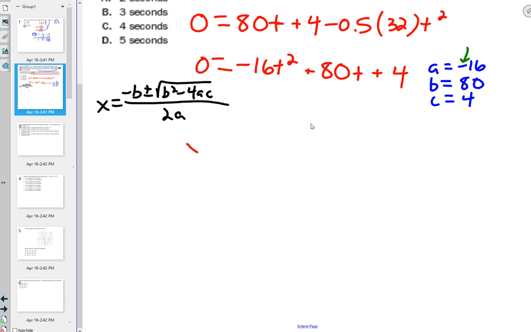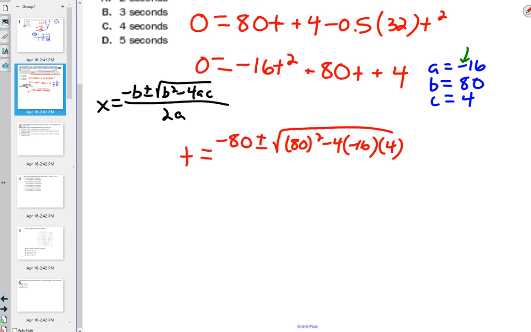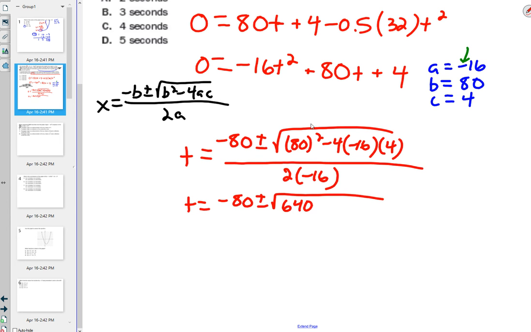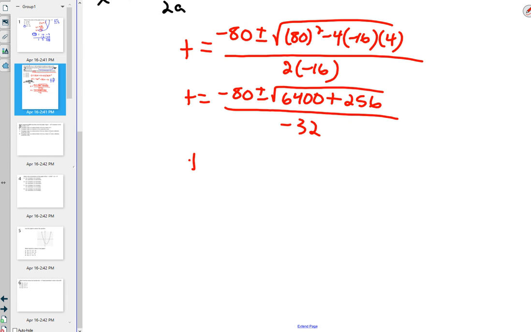So, I'm not looking for x here, I'm looking for t. So I'll write t equals negative b. So it'll be negative 80 plus or minus the square root of 80 squared minus 4 times negative 16 times negative 4, over 2 times negative 16. T is equal to negative 80 plus or minus the square root of 6,400. There's two negatives, so I'll put a plus, and I believe that is 256, over negative 32. So T is equal to negative 80 plus or minus the square root of 6656 over negative 32.